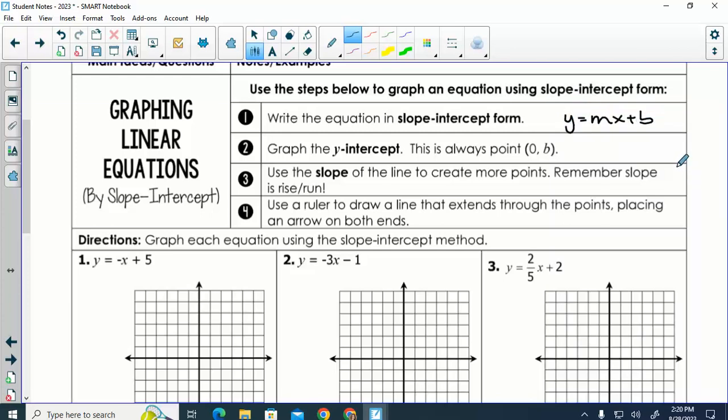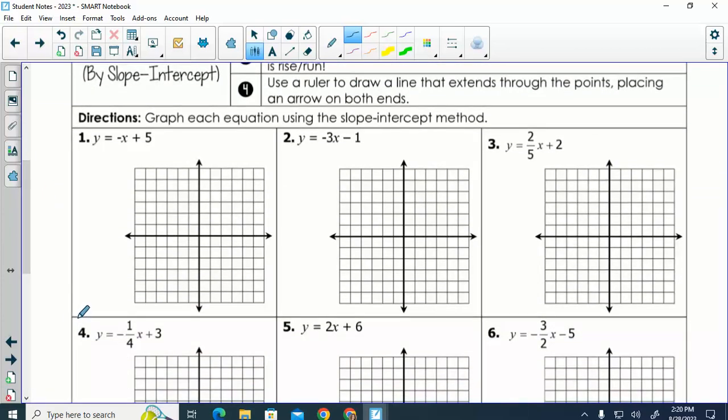The first thing we will do is graph the y-intercept, the b value. That's where it hits the y-axis. Then we use our slope to count rise over run. We have to have 2 points at least, and then you can use your ruler to connect them and make your line.